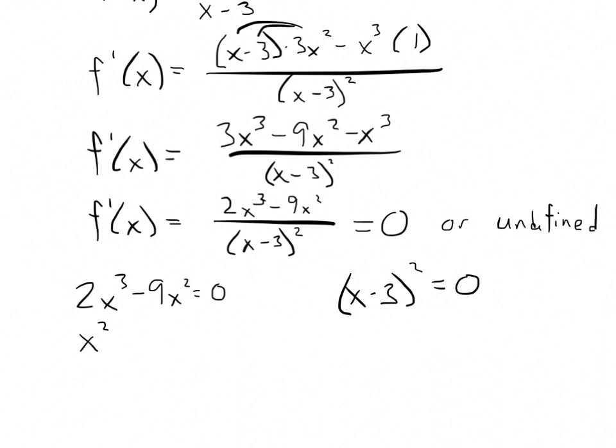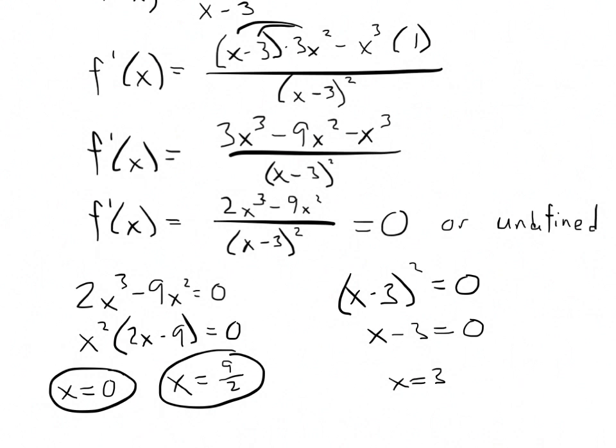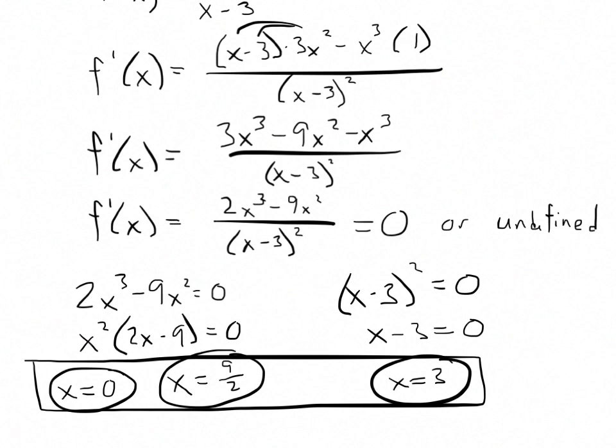So I can factor the left one. That's x squared times 2x minus 9 equals 0. And that's going to give me x equals 0 as one critical number, and x equals 9 halves as the other critical number. And then on the other side, if I square root both sides, I'll get x minus 3 equals 0, and finally x equals 3. So these three things are my critical numbers.